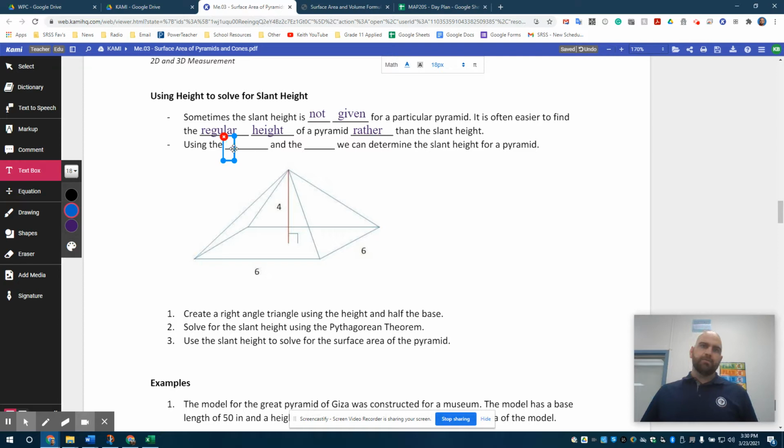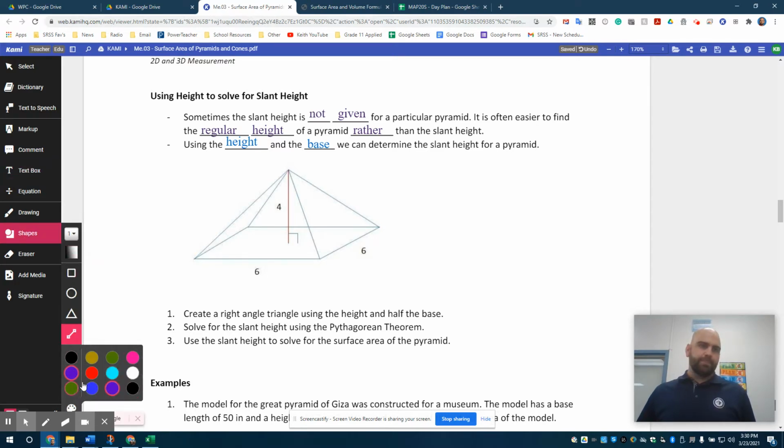Using the height and the base, we can determine the slant height for the pyramid. So what we're going to be doing here is trying to find what the slant height is for this pyramid. Now, the slant height, and I'm going to quickly draw that in there, is from this point down to here, and that's going to be at a right angle. So that is the height right there.